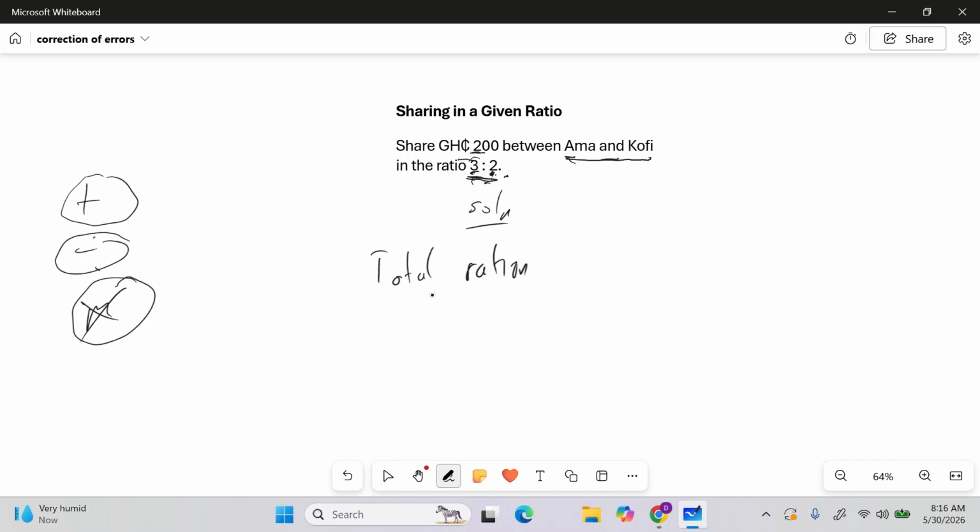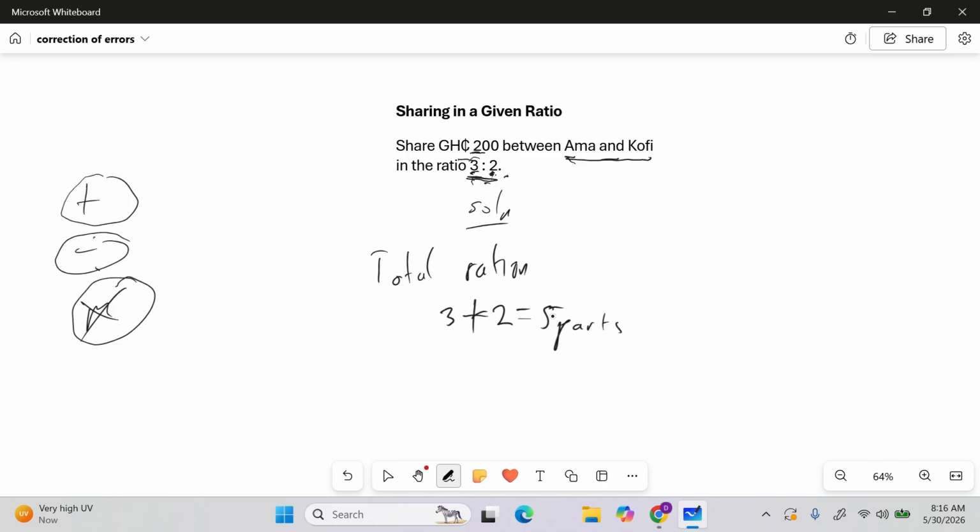So the total ratio is, we're going to add these ratios together. This is not the ratio, this is the amount, and this is how they're going to share the money. So we're going to add the total ratio. We have 3 plus 2, and 3 plus 2 is going to give us 5. And this 5 means 5 parts. So the money is going to be shared in 5 parts.